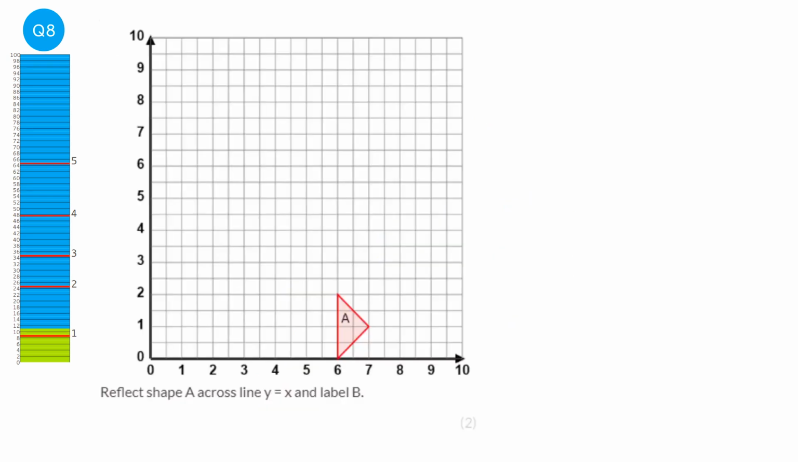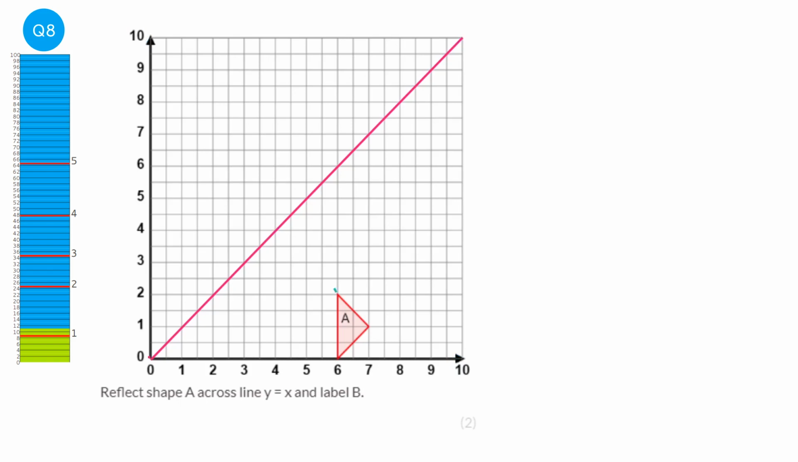So we're asked to reflect this shape along the line y equals x, and y equals x is a diagonal line where all the x values are equal to the y values. So at the bottom here we've got x is 10 and y is 10, so that coordinate would be 10, 10. And then obviously this coordinate 4, 4, etc.